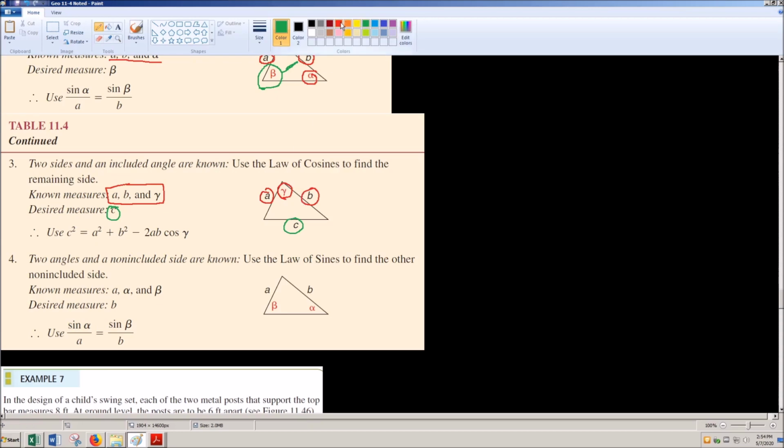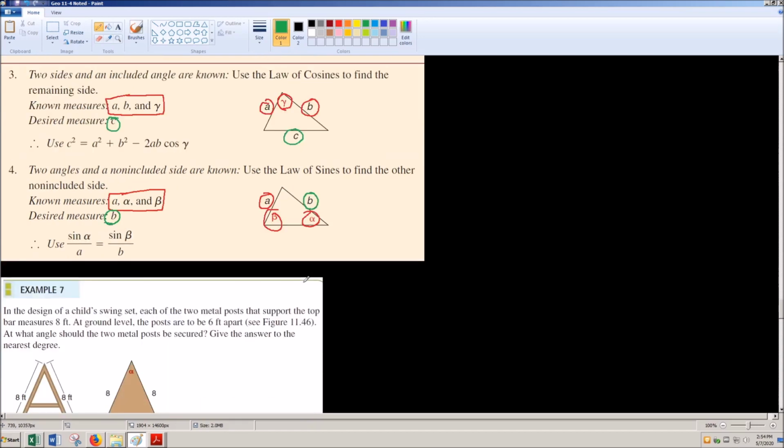Last one here, I am given A, alpha, and beta, and I want to solve for this side length over here. In this situation, I'm going to be using my law of sines to set this one up. So again, I know these 2 right across from each other, and I know one of these. So I can use that to solve for the missing one.